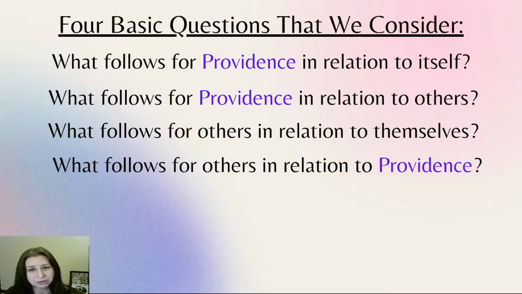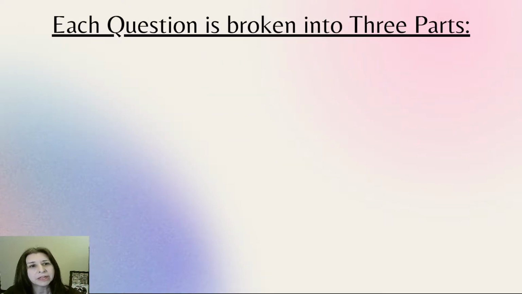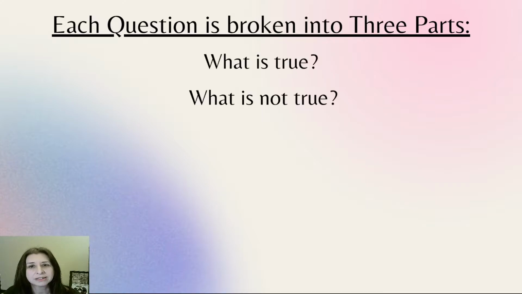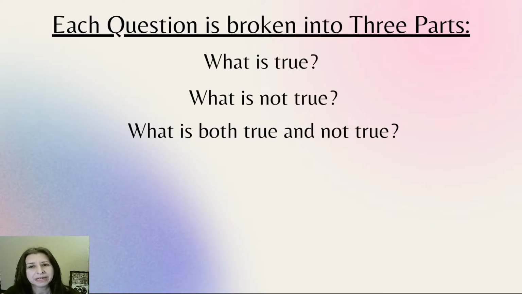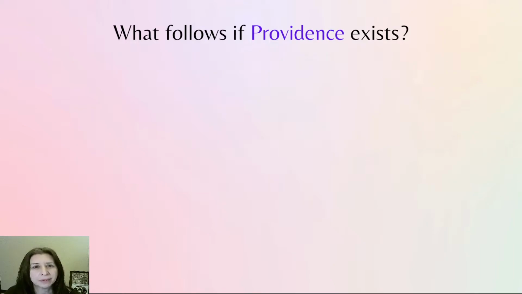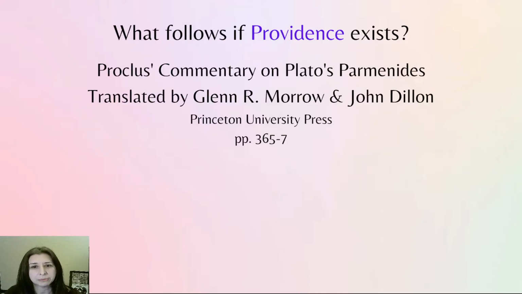And what we do is we're going to take these 4, and then we're going to break each one into 3 parts. We're going to ask what is true of it, what is not true, and what is in a way true and in a way not true. Okay, so we take this basic question, what follows if providence exists? And again, I'm going to take Proclus's example. I will quote it for you in full. It comes from the translation by Morrow and Dillon.